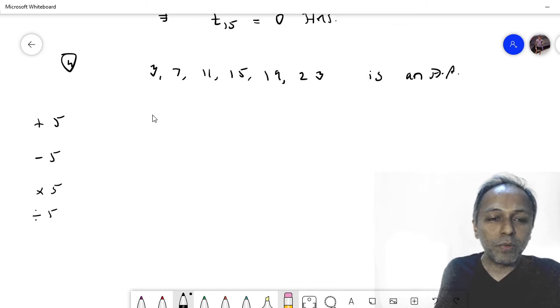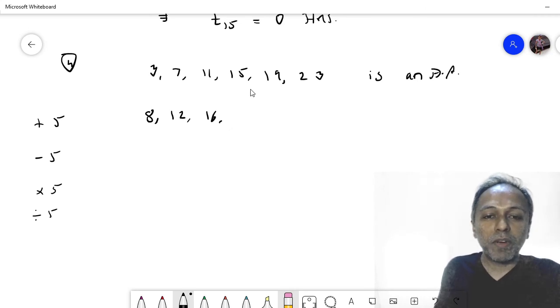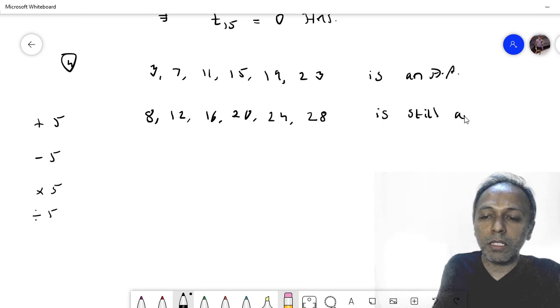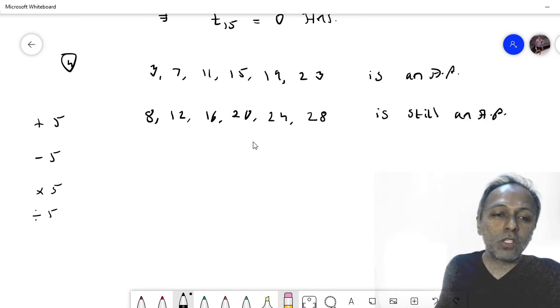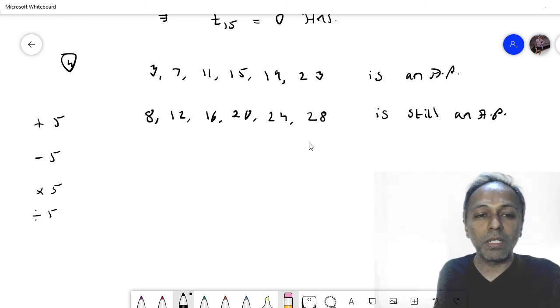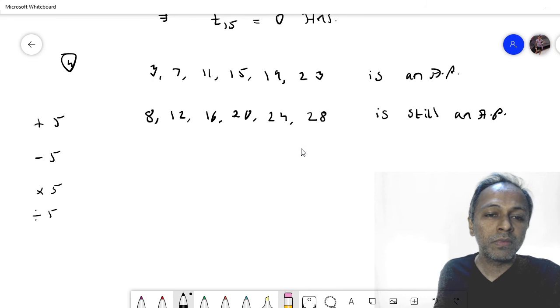Let's add 5, everyone. So if we add 5, you will get 8. If you add 5, you will get 12, 16. Come on, add 5 to every term. This is 20. This is 24. And this is 28, is still an AP. So when you add any number to an existing AP, the new result is still an AP.